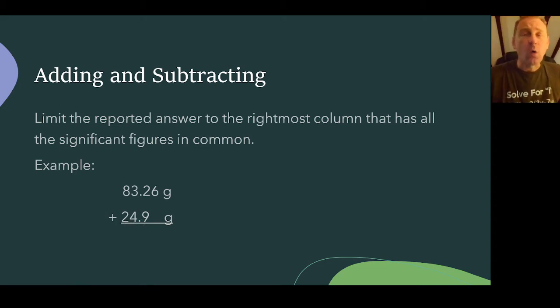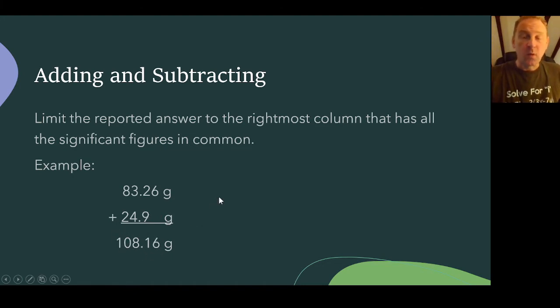Therefore, when you're reporting your answer, you can only report it as the weakest measurement. Think about the analogy of a chain. A chain is only as strong as its weakest link. Well, calculations in science are only as strong as your weakest measurement. First of all, if you put this in your calculator it will say 108.16, which is the answer in your calculator.